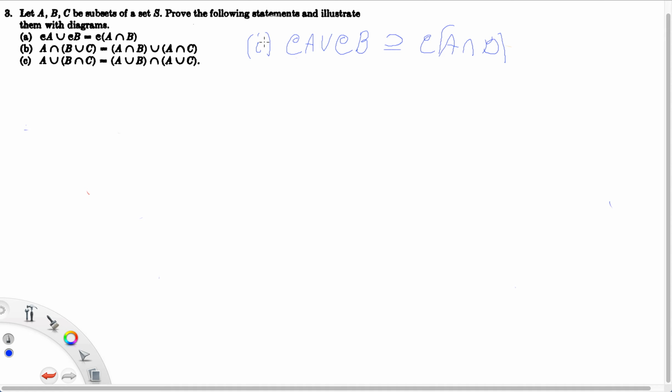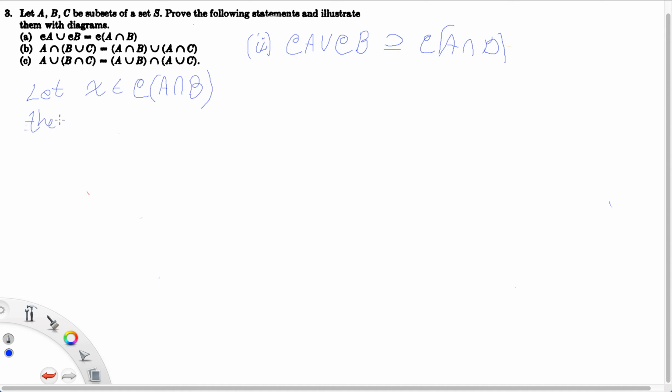So onto this. This is part 2. Again, we're going to choose an arbitrary x in the complement of A intersect B and show that it must also be in the complement of A union the complement of B. So let x be in the complement of A intersect B.